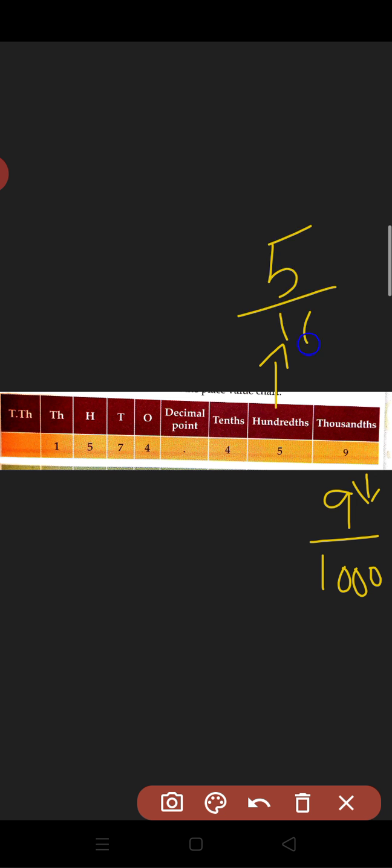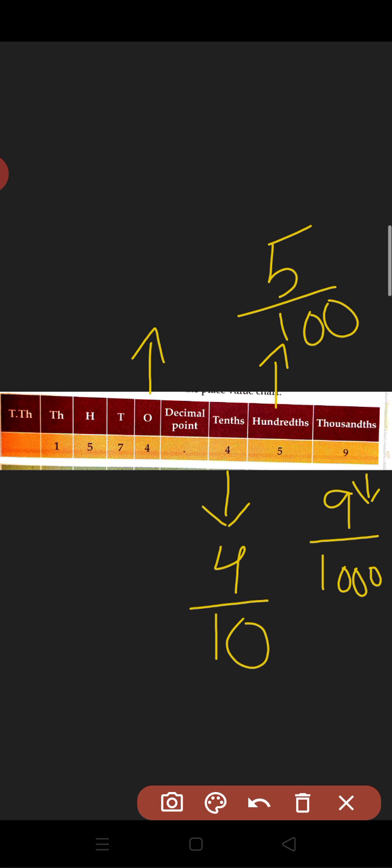Yes. Now we will start from right side to left side. Here the place value of 9 is 9 by 1000. Next, here the place value of 5 is 5 by 100 because it is at hundredth place. Here the place value of 4 is 4 by 10. And here the place value of 4 is 4.